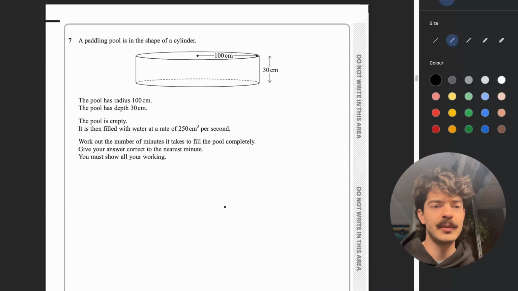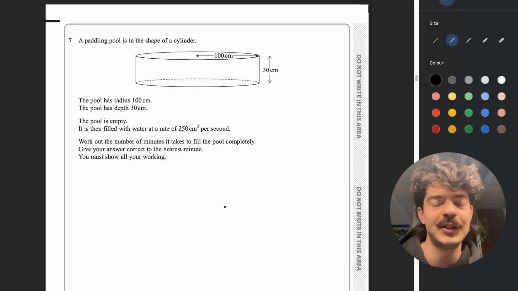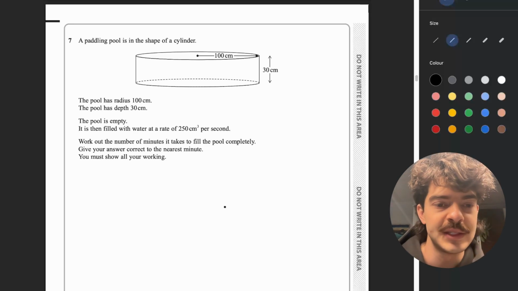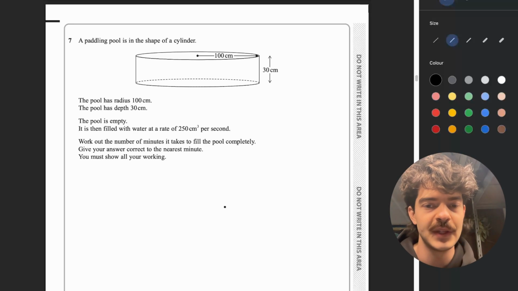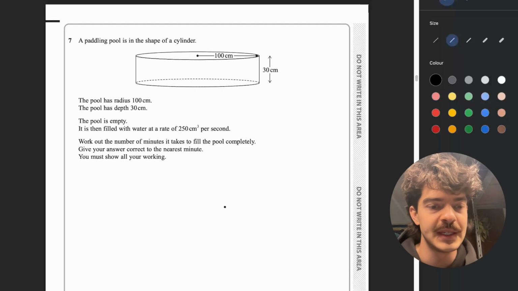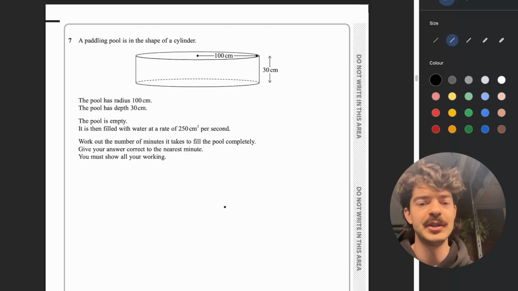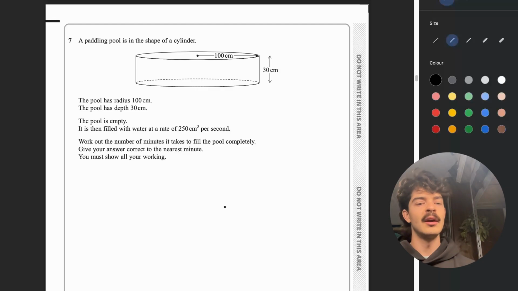Okay, next up, we have a paddling pool in the shape of a cylinder. It has a radius of 100 centimeters and a depth of 30 centimeters. The pool is empty. It is then filled with water at a rate of 250 centimeters cubed per second. Work out the number of minutes it takes to fill the pool completely.